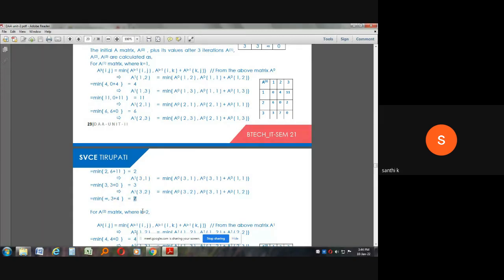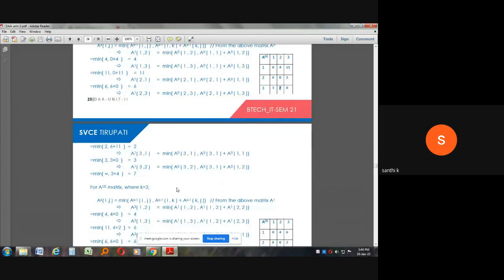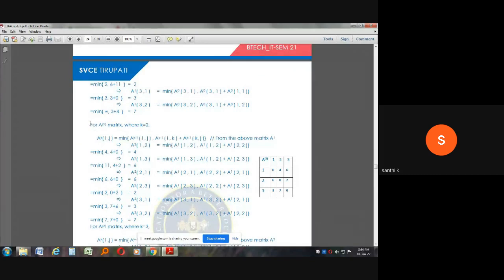So in the A0 matrix, at the 3 comma 2 place we have infinity. But in the A1 matrix, at the 3 comma 2 place we got 7. So one value has been changed. The remaining values remain the same as they are. Now we have to compute the A2 matrix where k equals 2. So in place of k in a power k, put 2 and repeat the same formula for every pair of vertices.